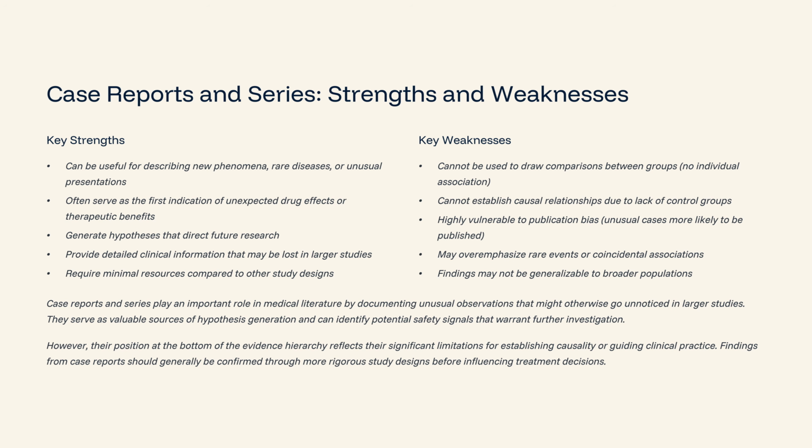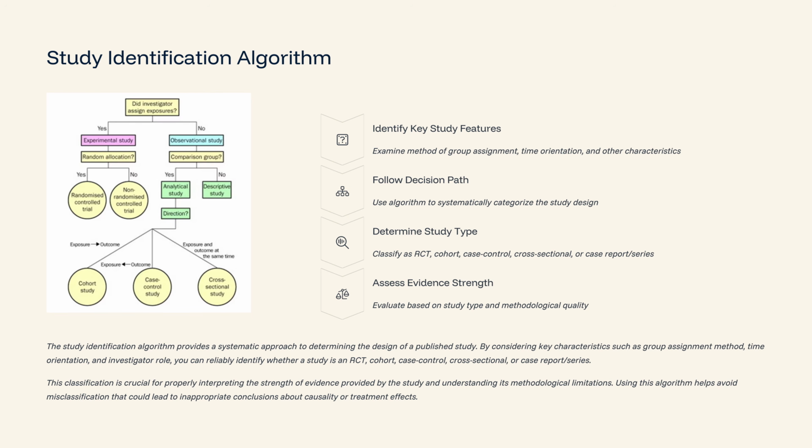They're useful for really rare or new phenomena. They can serve as a first indication for drug effects, or unexpected drug effects or therapeutic benefits, for future study with generation of new hypotheses. Weaknesses are you really can't draw any causation. You can't draw any comparison between groups because there's no individual association. And they're highly vulnerable to publication bias because most journals don't want to publish cases, or we'd just be flooded with cases.